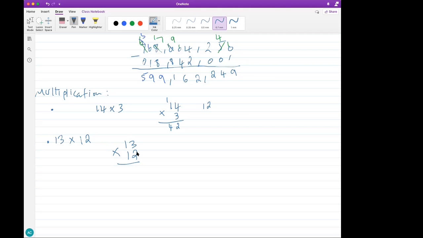Once we finish with 2, we go to the 1 here. We're going to do the same thing. We're going to times both of these. So 2 times 3, that's 6. 2 times 1, that's 2. So we're done with this one. Now we're going to repeat the same with this number here.